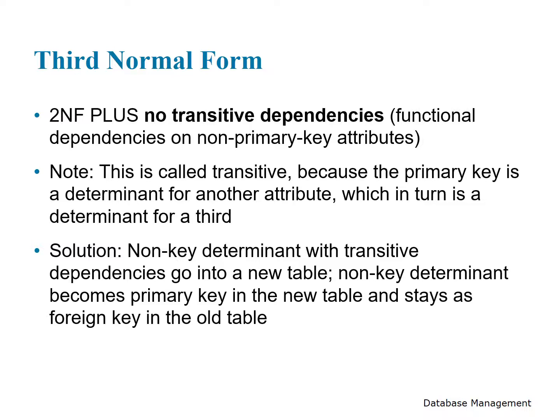Step 3. Convert to third normal form. A relation is in third normal form if it is in second normal form and no transitive dependencies exist. A transitive dependency in a relation is a functional dependency between the primary key and one or more non-key attributes that are dependent on the primary key via another non-key attribute.